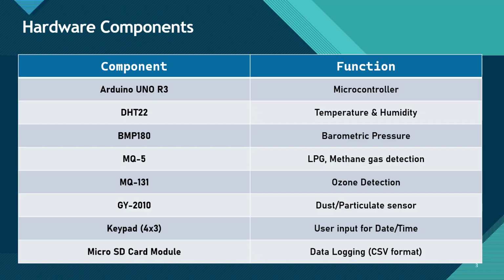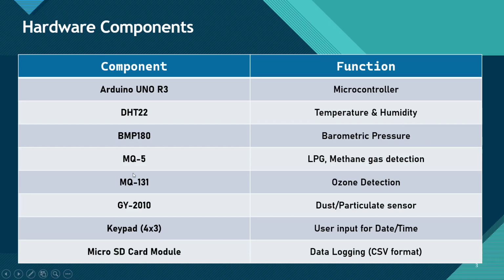Let's walk through the hardware components in a bit more detail. I have used the Arduino Uno R3, which is based on the Atmega 328P and is quite simple, reliable and beginner friendly as well. The next five are the sensors. Coming to the DHT22, this is used for measuring the temperature and humidity. The BMP180 is used for measuring barometric pressure and temperature as well.